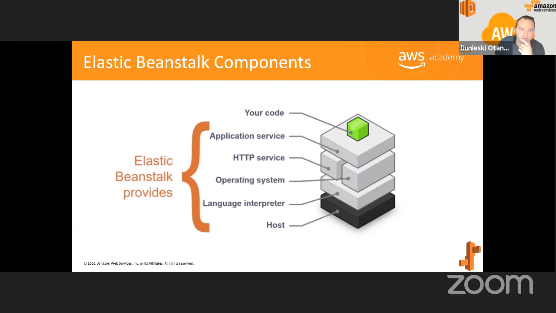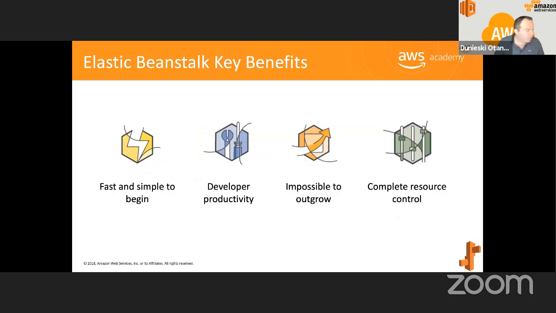So this is a high-level graphic of what happens with Elastic Beanstalk. You have your code here. And Elastic Beanstalk provides all the application services that you need for your application. The only thing that you have to do is create the code. It will do all this: the application service, the HTTP request service, the operating system, the language interpreter, the host. Everything will be done by Elastic Beanstalk. The only thing that you have to do is just create the code. Is it not convenient? It's amazing. Create the code, and then it will do everything else for you. So it's super easy to deploy. That's why many companies are going for Elastic Beanstalk.